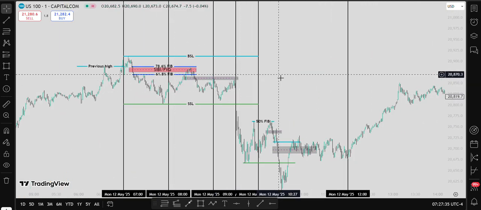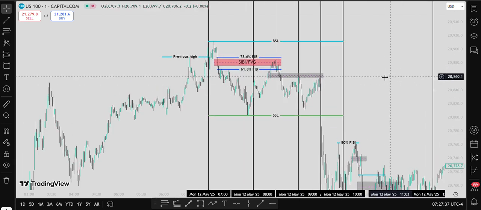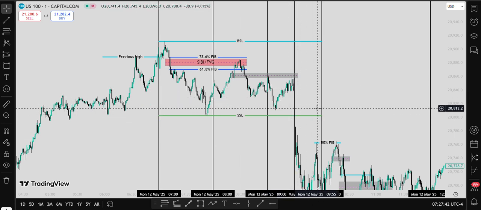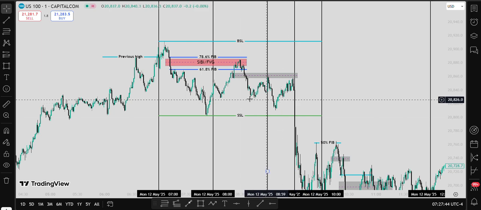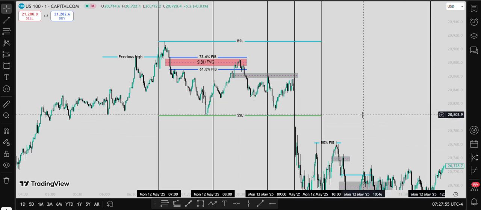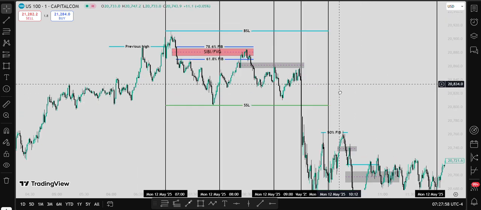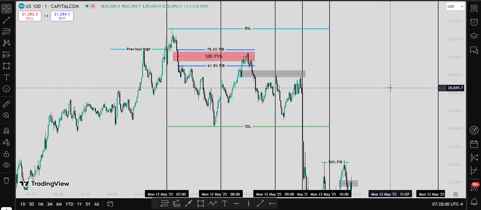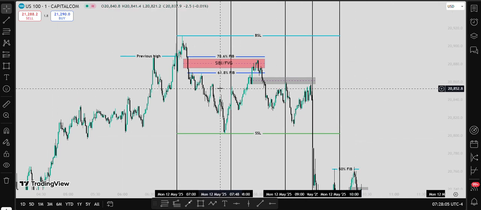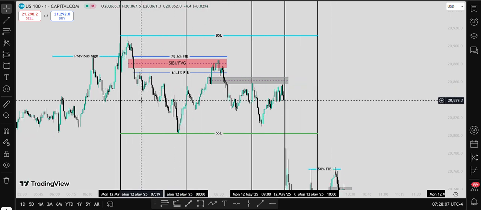Since our focus is always between 7 and 9:30, which is before market open, and then 10 to 12, that's always our focus. Now let us try and get the narrative of what was happening on Monday the 12th, this week.